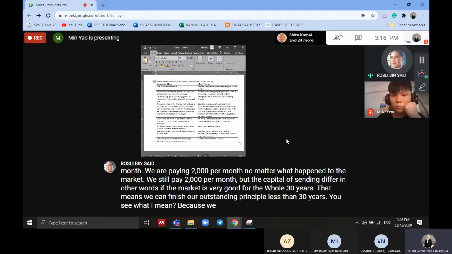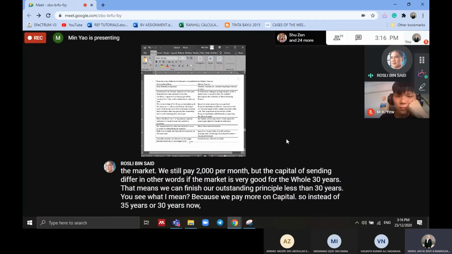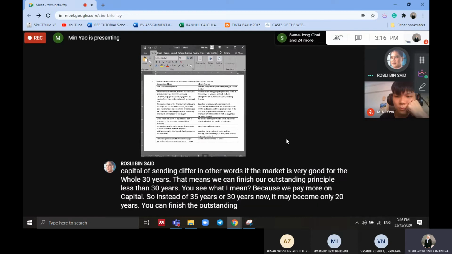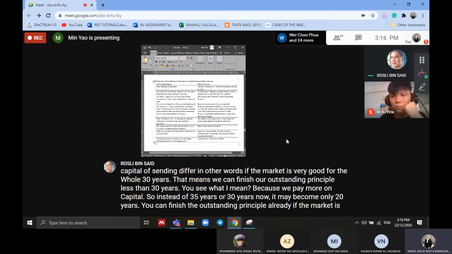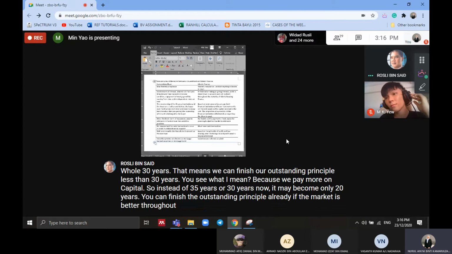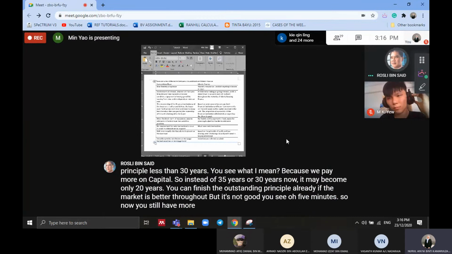Because we pay more on capital, instead of 35 years or 30 years, now it may become only 20 years. We can finish the outstanding principal already, if the market is better throughout. But if the market is not good, instead of 5 years, you still have more capital to be paid, a few years.